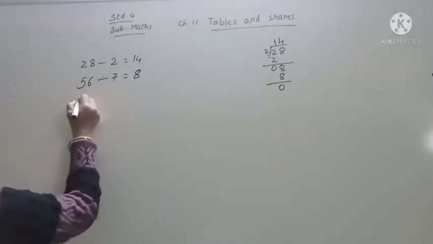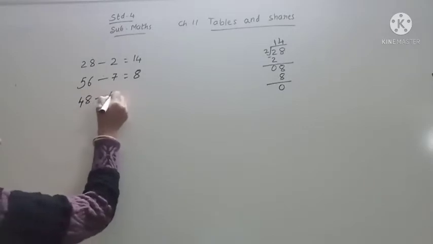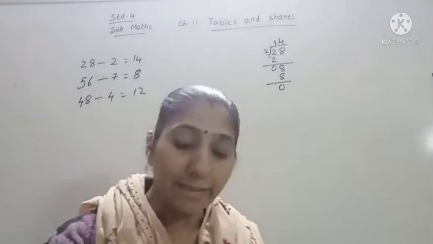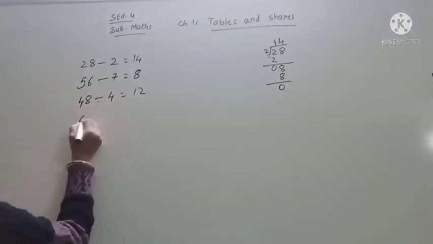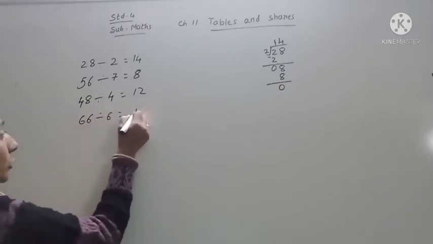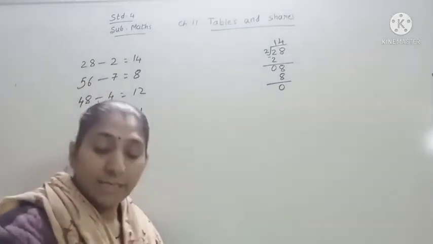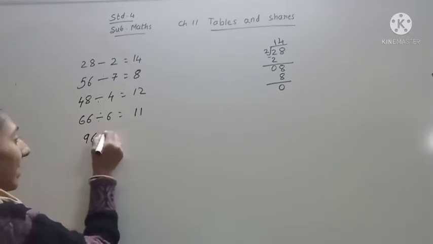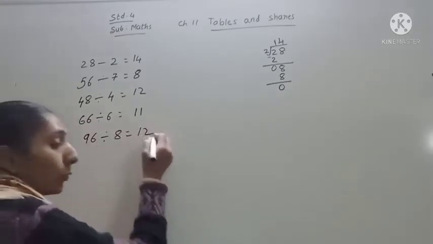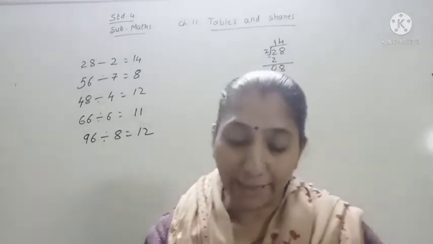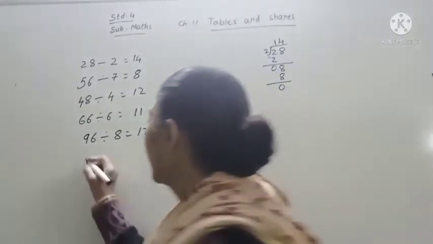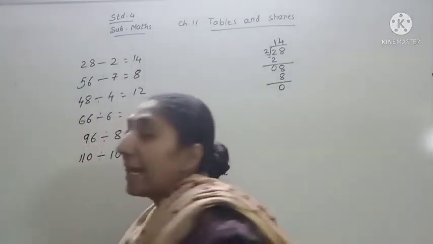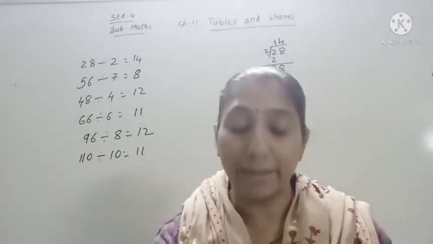Then the third one, 48 divided by 4 is equal to 12. 12 4s are 48. Then the next, 66 divided by 6 is equal to 11. 11 6s are 66. Then next is 96 divided by 8 is equal to 12. 12 8s are 96. Then the next is 110 divided by 10 is equal to 11. 11 10s are 110.